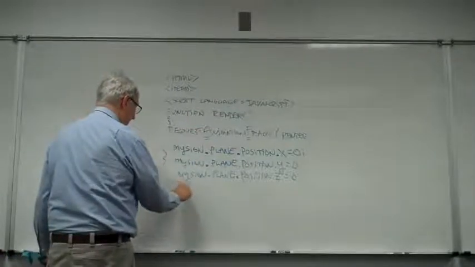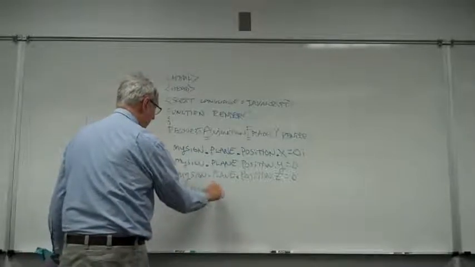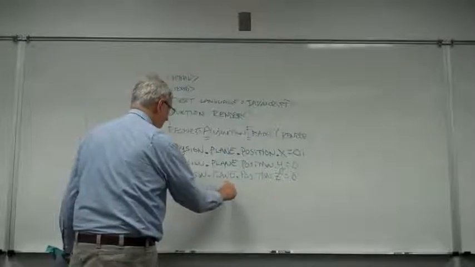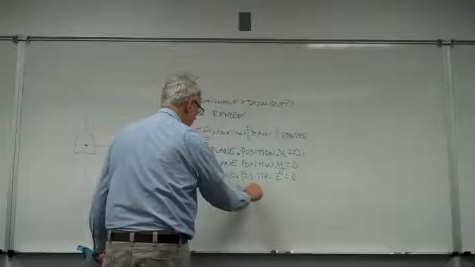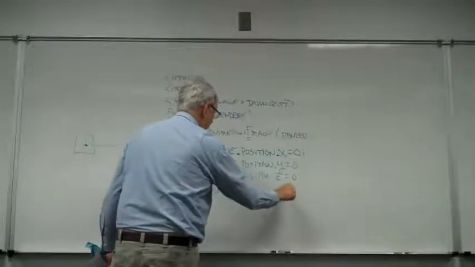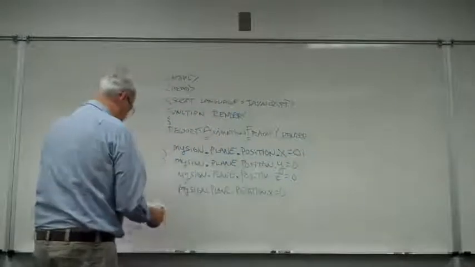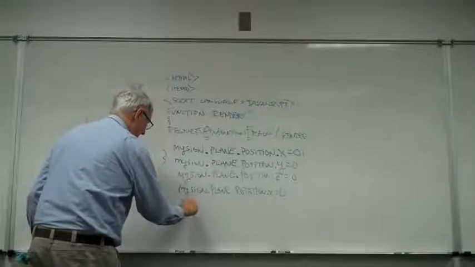So I say, okay, my sign dot plane dot rotation dot X. Rotating around the X-axis, 0. We don't want to rotate it around the X-axis. And it's the same for all the others. There's 3 of them, there's 6 of them altogether.